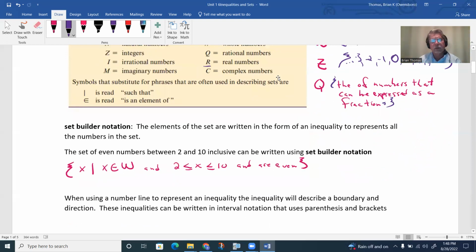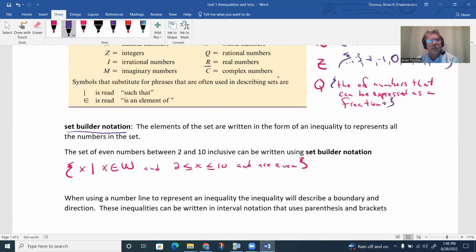Also in this section, when we talk about sets, there's what's called set builder notation. Set builder notation is a very special notation that we use to describe sets. The elements of the set are written in the form of an inequality to represent all the numbers in the set. So when you use set builder notation, an inequality will also be used in describing the numbers in the set.